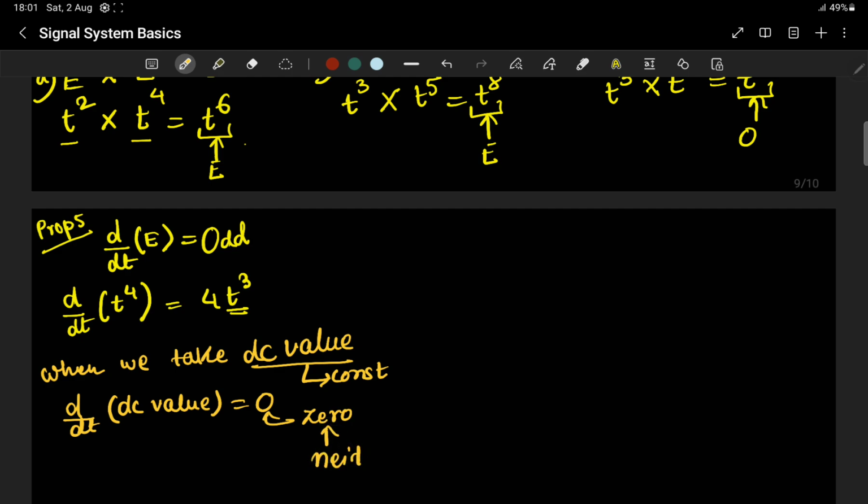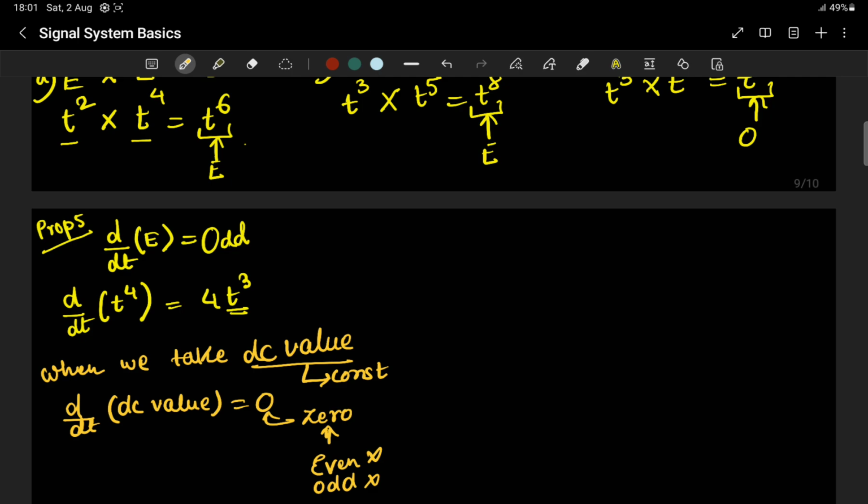I could write it just this way: this is not even, not odd. So this is another exception. We don't focus on exceptions much. Let me take you to another thing.